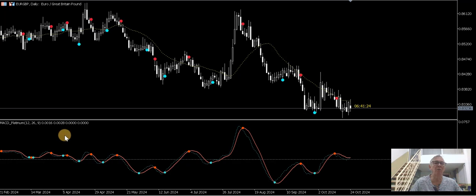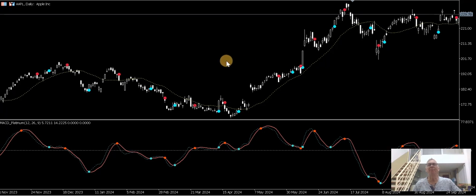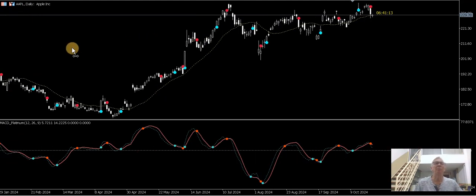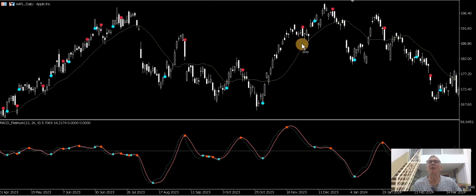All right, let's have a look. I think I had an American stock. What's this one? Apple. This is Apple. So it's American stock. I should take the thing off. This is the daily chart.